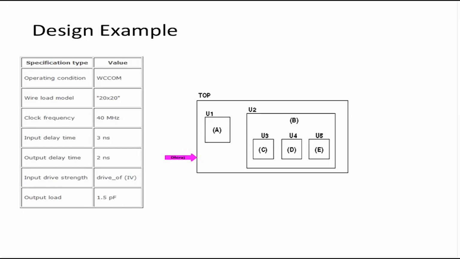For all inputs, we are targeting an input delay time of 3 nanoseconds. We are targeting an output delay time of 2 nanoseconds. We are targeting an input drive strength. Please note, input drive strength and output load are environment conditions, like the wire load model and operating conditions. For input drive strength, there is a buffer cell called IV. We are assuming that all inputs will be driven by this buffer IV. We are targeting to synthesize for an output load of 1.5 pF.